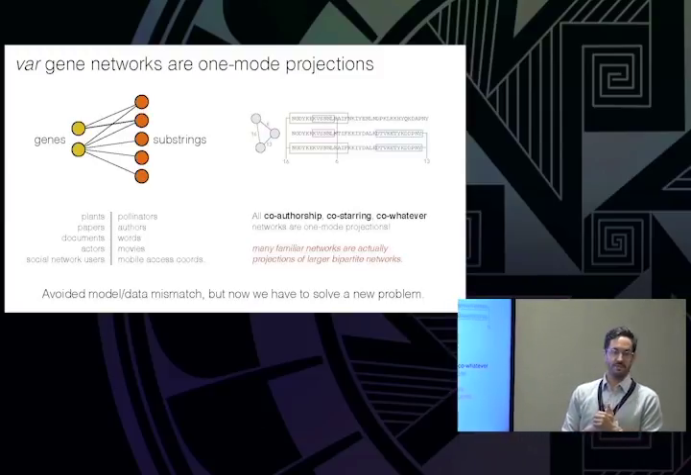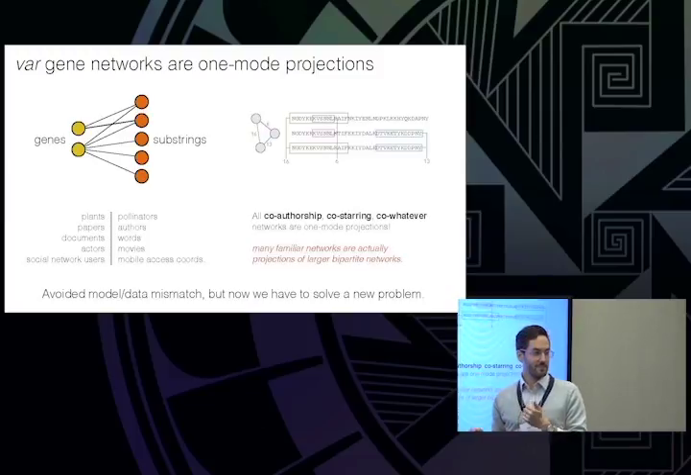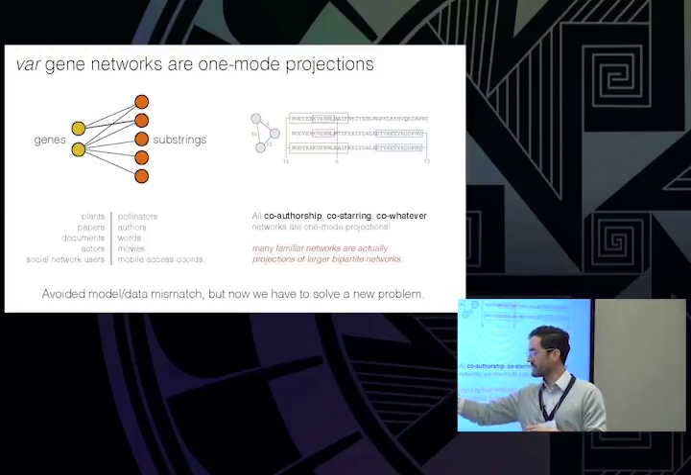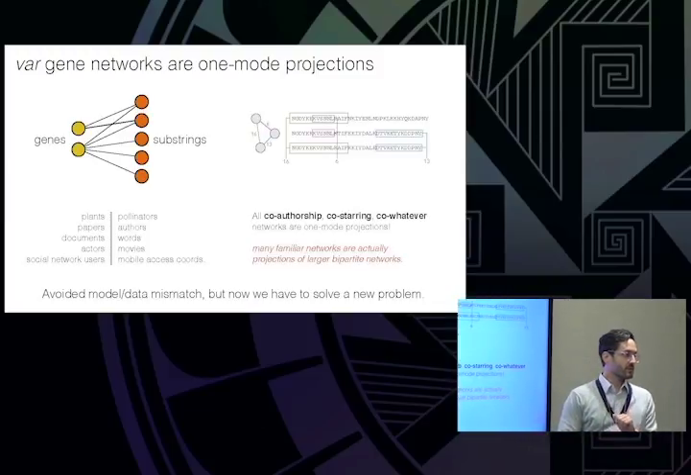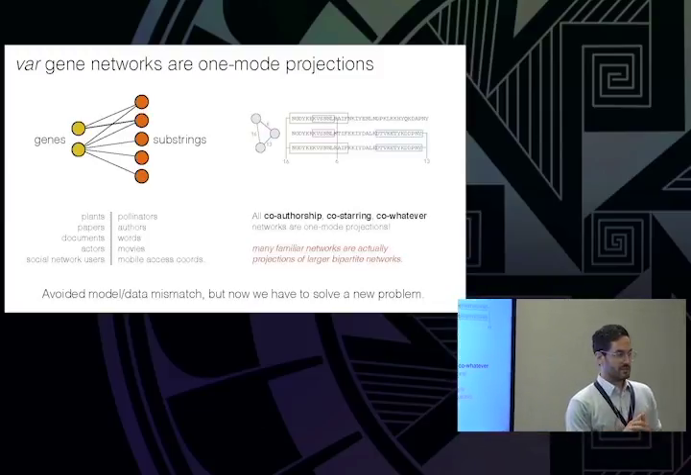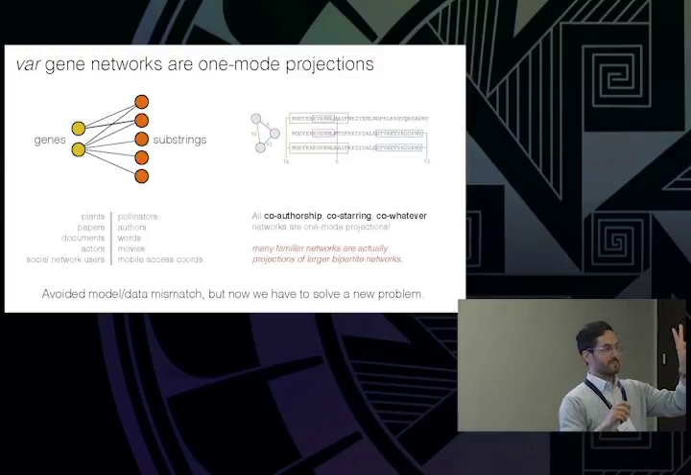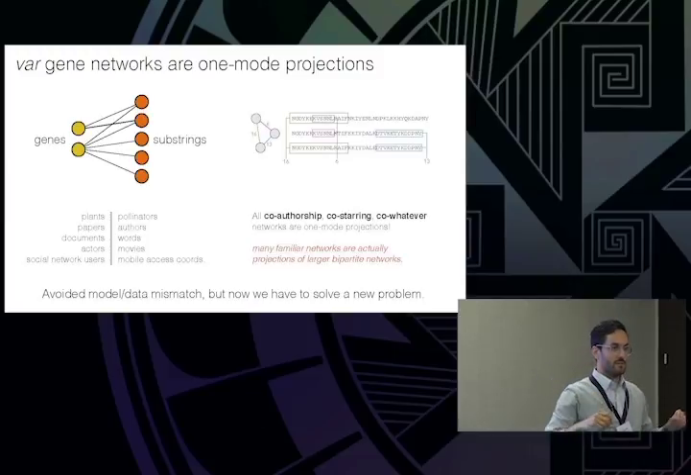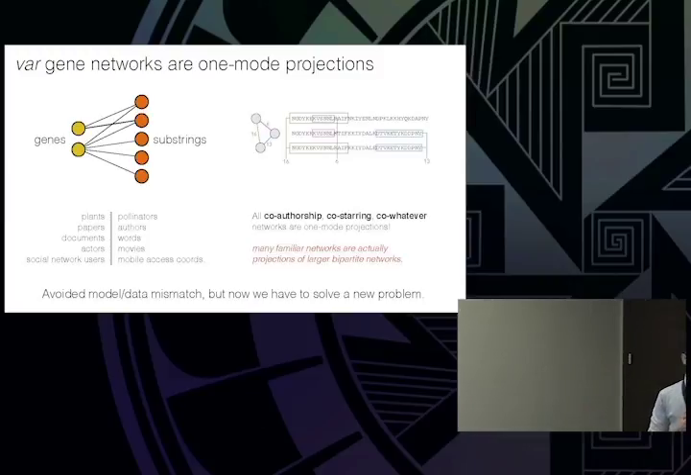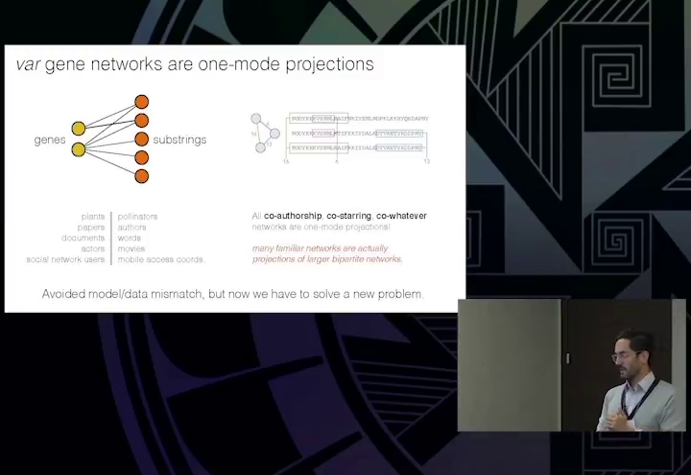We have lots of examples of these, right? Plants and pollinators, bipartite networks. Papers and authors, bipartite networks. Documents and words, actors and movies, social network users and their mobile access locations. The fundamental thing about a bipartite network is that you have 2 different types of nodes and you only have connections between the types, but never connections within the types. So all co-authorship, co-starring, or co-whatever kinds of networks that you may have thought about are fundamentally one-mode projections.